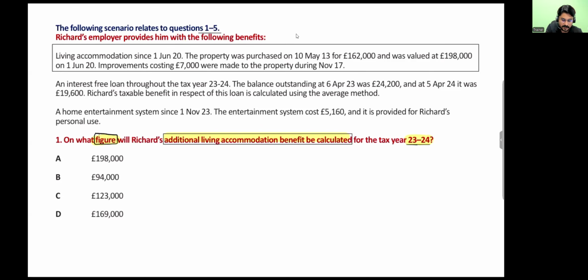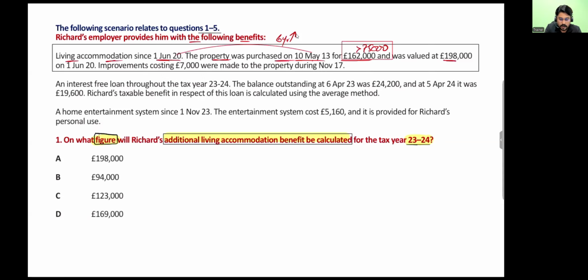Okay, I'm starting. Richard's employer provides him with the following benefits. Living accommodation since 1st June 2020. The property was purchased on 10th May 2013. First of all, the difference between these two dates is more than 6 years. And this property was purchased in May 2013 for 162,000, which is more than 75,000. So that is the reason for calculating the expensive accommodation benefit. But on which value it will be calculated, let's decide.